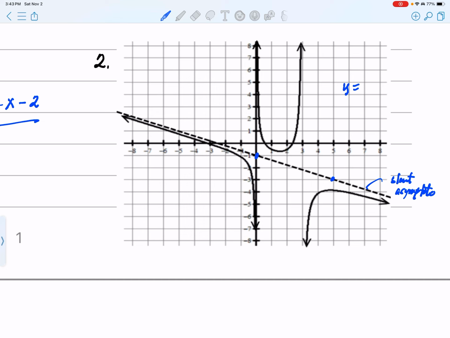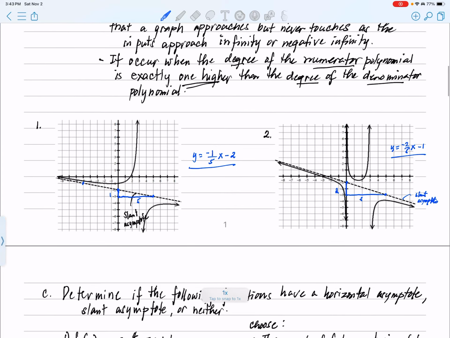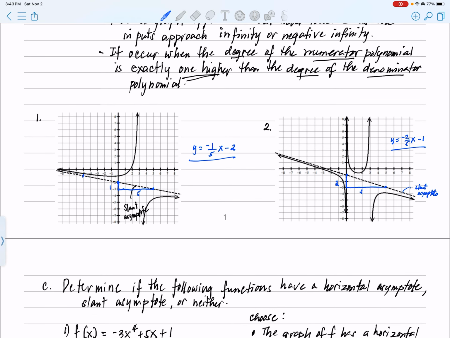So from -1, it goes down 1, 2. Goes down 2 over 1, 2, 3, 4, 5. Over 5. So our slope is -2 over 5 x, and our y-intercept is -1. And that's the equation of the slant asymptote. I hope you could look at it that way when the slant asymptote is being asked. Let's do the third question.